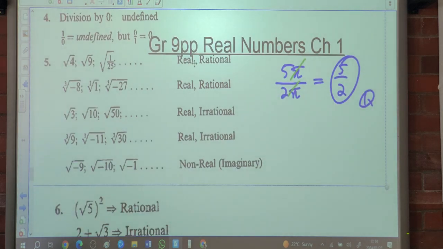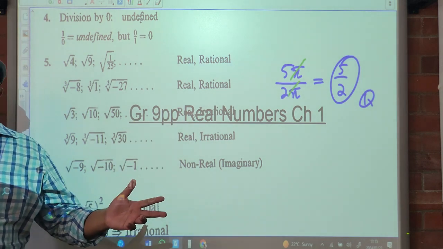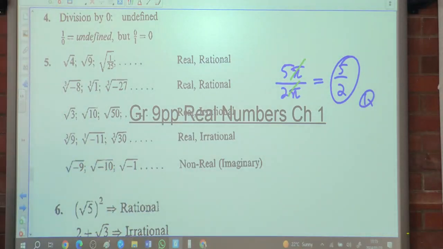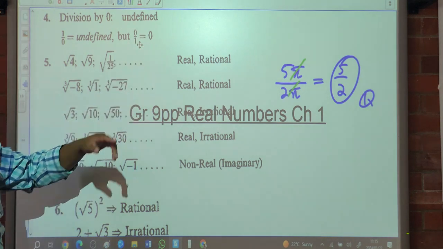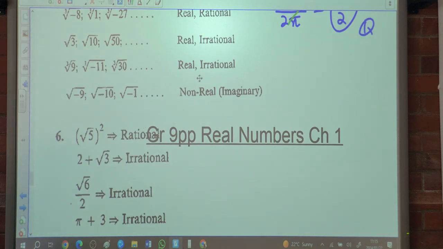Okay. Divide by 0, we spoke about that. If you divide anything by 0, it is non-real to us. Not so? It is undefined. So we'll talk about more undefined later on. Okay. So a number is real or non-real. But for now, here we'll see 1 divided by 0 is undefined. But 0 divided by 1 is 0. Okay, so we're looking at real and irrational.